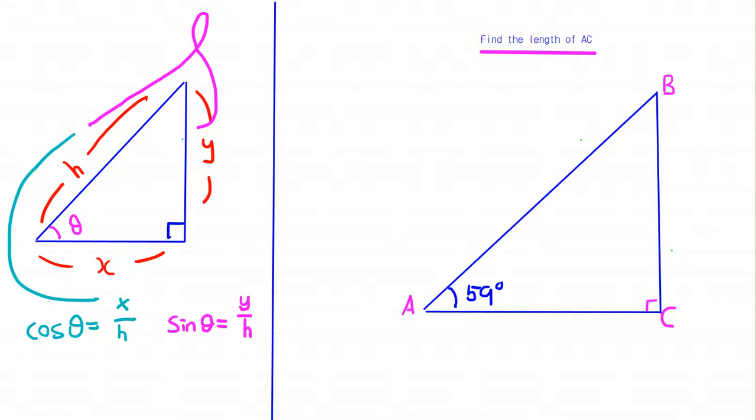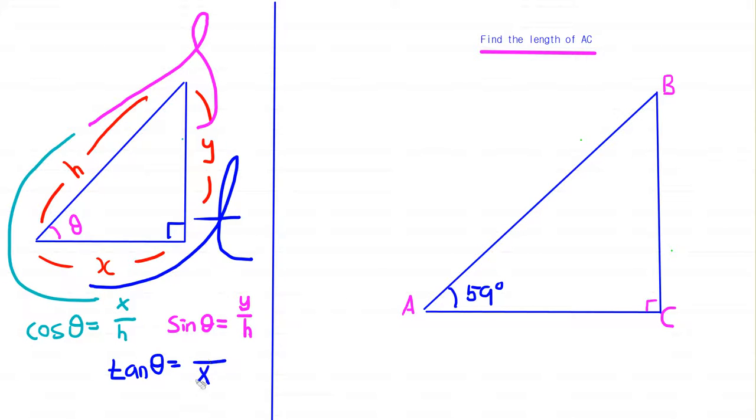What about the tangent theta? For tangent theta, it starts from the x right over here, which is the adjacent side of the central angle. It goes all the way up and it goes all the way down again. This is the way we write the tangent, T for tangent. So we're going to have x in the denominator and the y in the numerator.